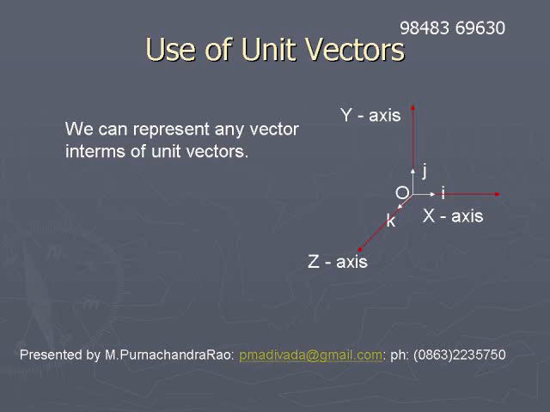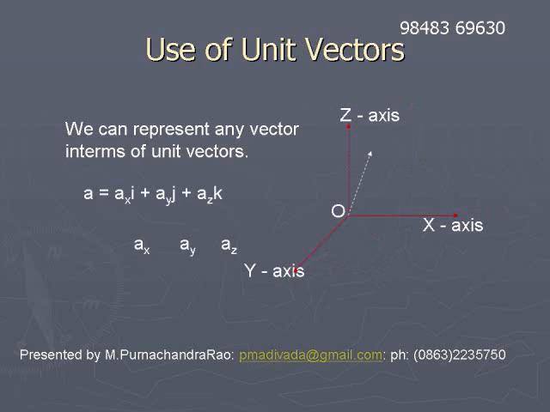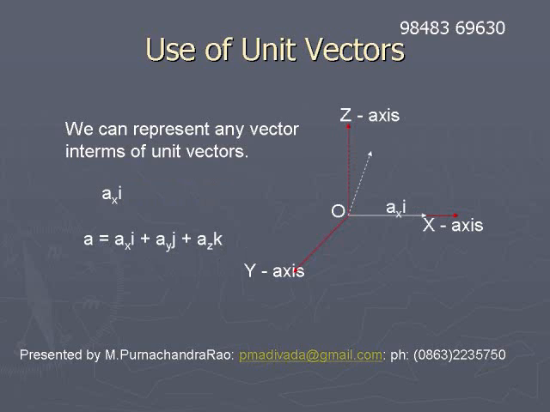Use of unit vectors: how are they useful? Unit vectors are useful in representing a vector in terms of its components: x component, y component and z component. If a vector a bar has x component ax, y component ay, z component az, these are scalar quantities. Then the vector component of a bar along the x-axis is written as axi.